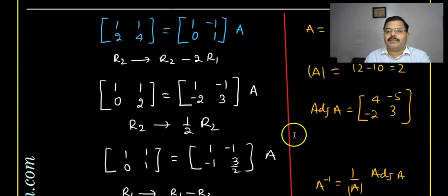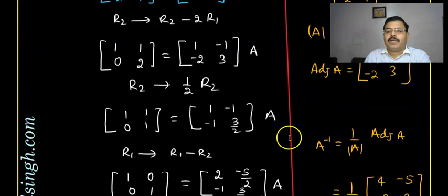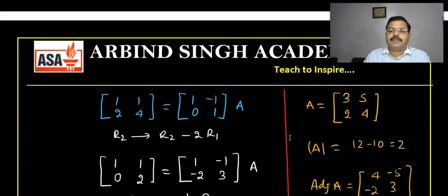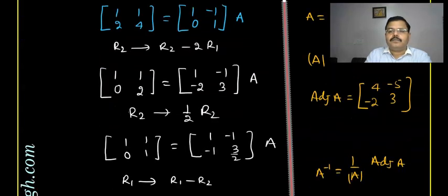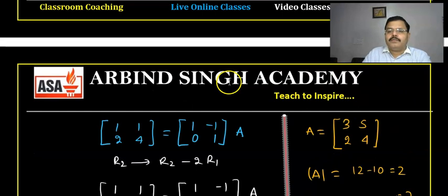Elementary row transformation. You only have to deal with elementary row transformation. I hope you got it.